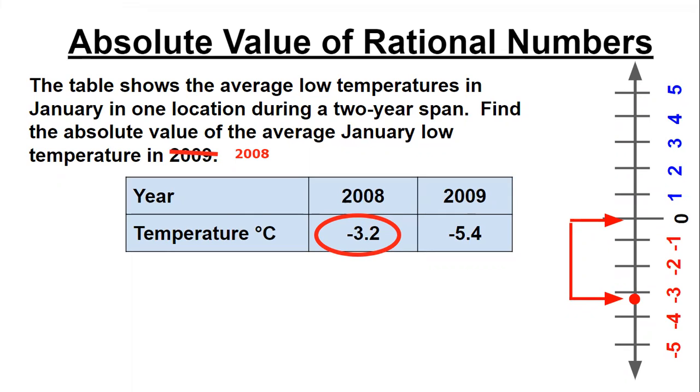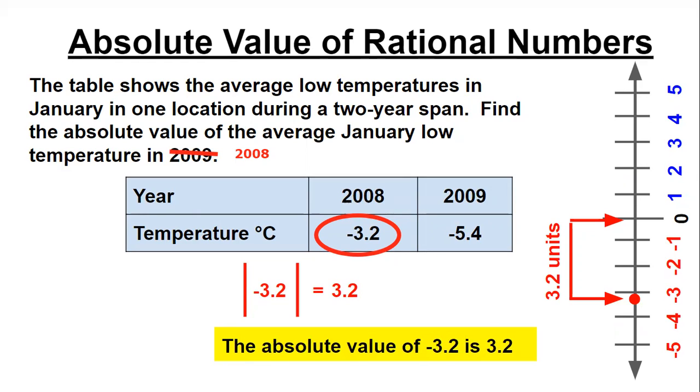It is 3.2 units away from 0. That's a positive distance. So the absolute value of negative 3.2 is equal to positive 3.2. The absolute value of negative 3.2 is positive 3.2.